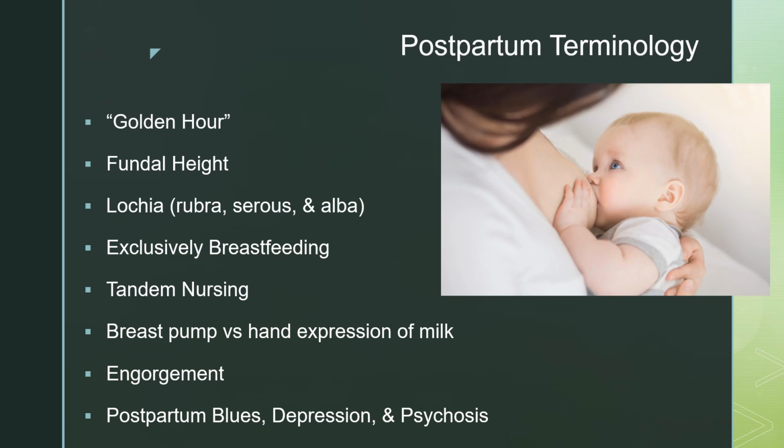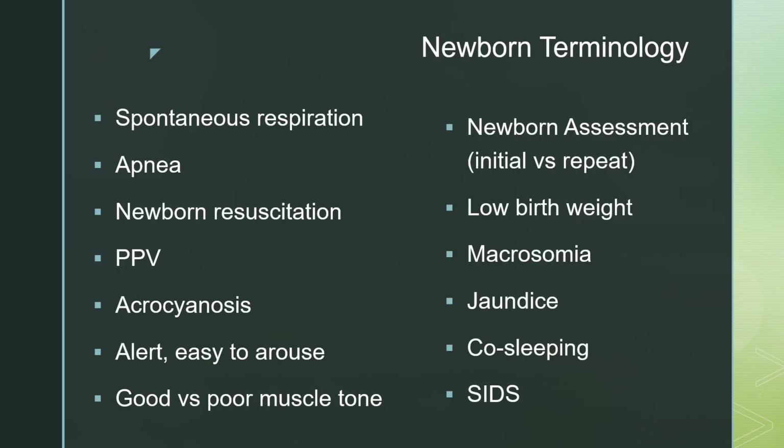Newborn terminology. So spontaneous respiration, we talked about that. That has to do with the baby crying on its own after it's been born. Apnea is when the baby doesn't have any cries when it comes out. Newborn resuscitation, we talked about that briefly, is the act of the birth team helping the baby to breathe when it comes out. PPV is positive pressure ventilation. You'll hear that a lot as the first line action to do with an ambu bag when the baby is born and not breathing, in poor muscle tone, and bradycardia.